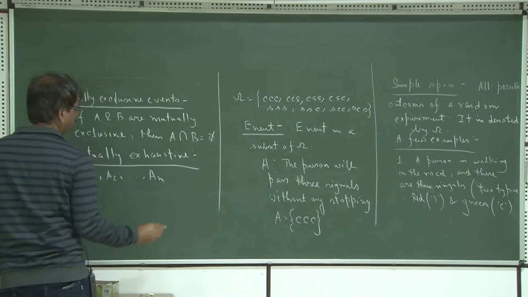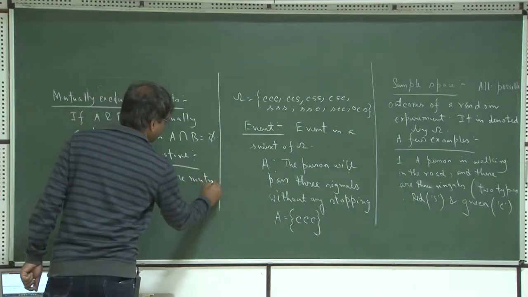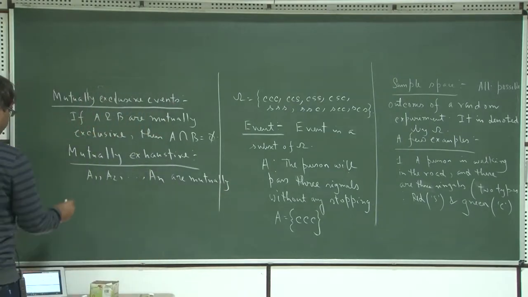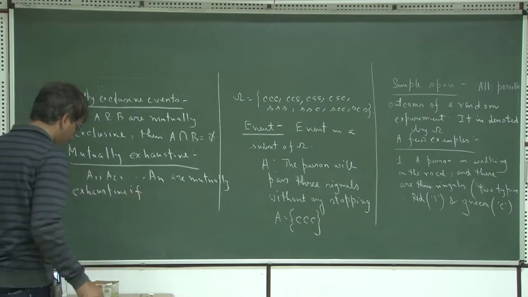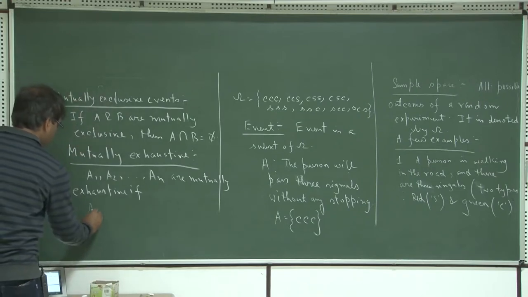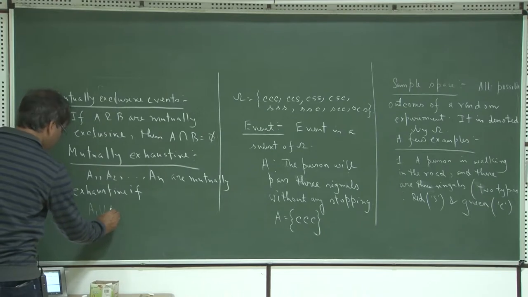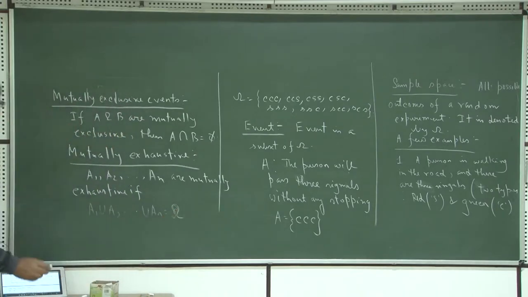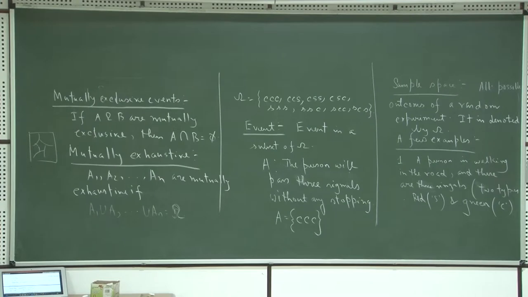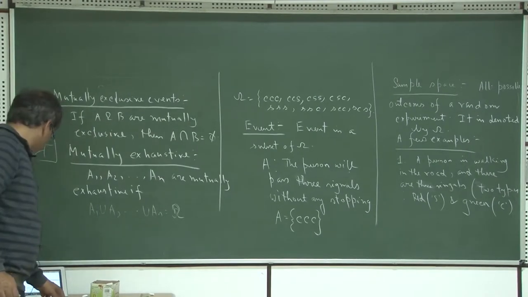A1, A2, ..., An are mutually exhaustive. That means you can think about, suppose this is your omega, A1, A2, A3, A4, A5, A6. In that case these are mutually exclusive and exhaustive as well. Okay. Because Ai intersection Aj equals the null set, and if you take all possible sets and their union, then it will give you the omega.